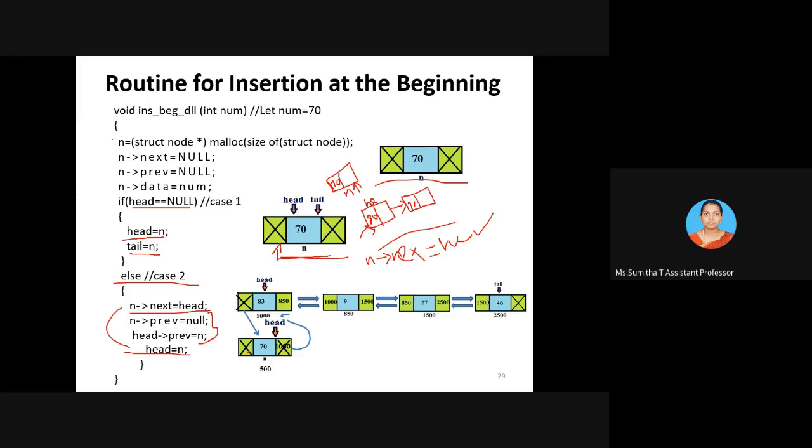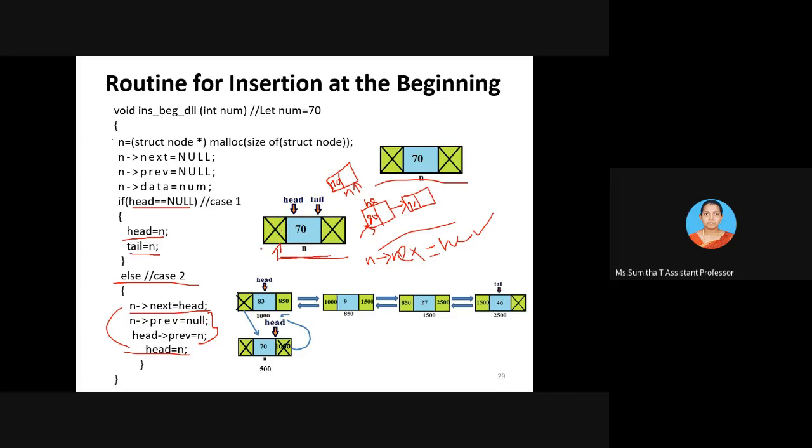We are just adding one node into the linked list at the beginning. So what is the procedure? I'm just assigning the head to n of next, and head equal to n. This is the process we already did in the singly linked list. Another two processes we have to take care of here. N of previous equal to null.